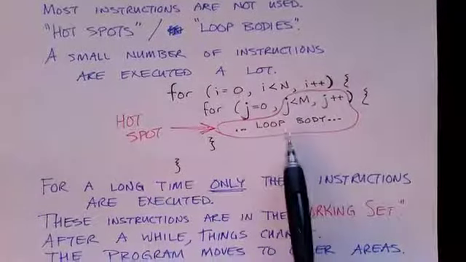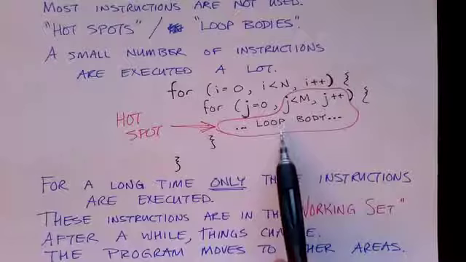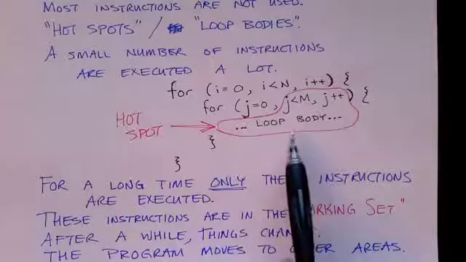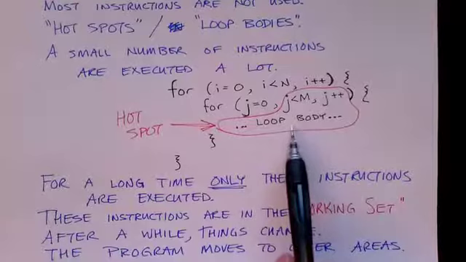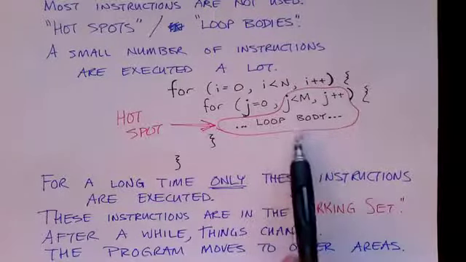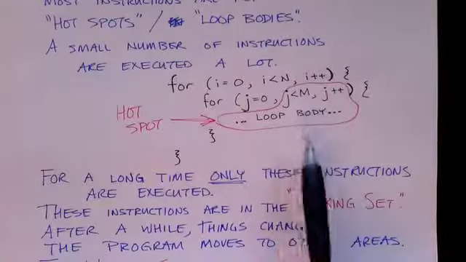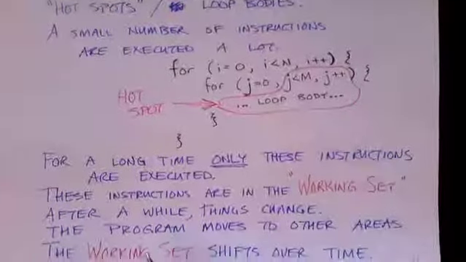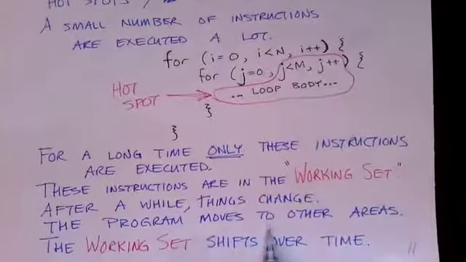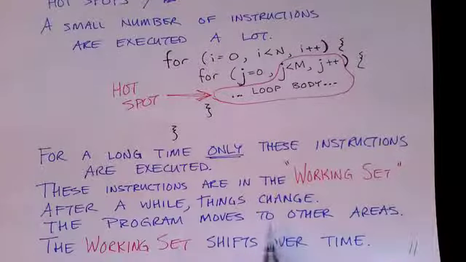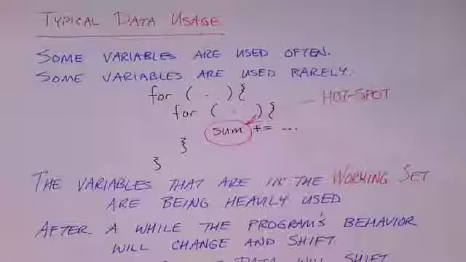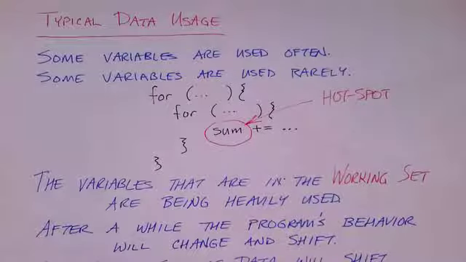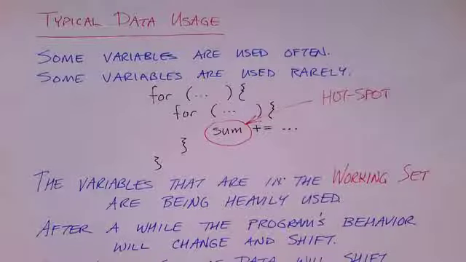Okay, but the working set is something that's defined at a particular moment in time, and while the program is in this loop, its working set will include the instructions that are part of the loop. And then later on, the working set will shift over time as the program moves on to other areas and executes different instructions. I just talked about a working set in terms of instructions, where you have a small number of instructions that are executed over a long period of time, and other instructions are not really used.